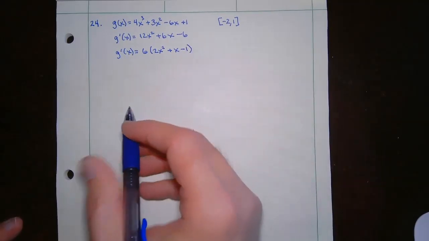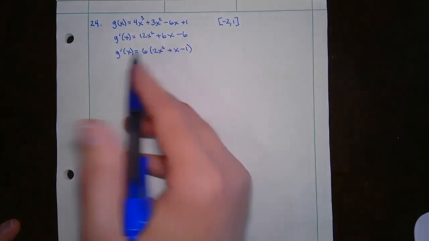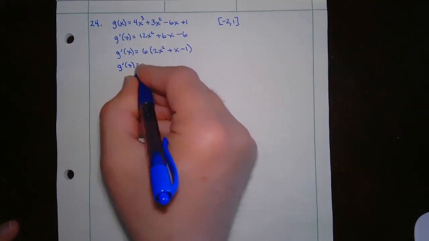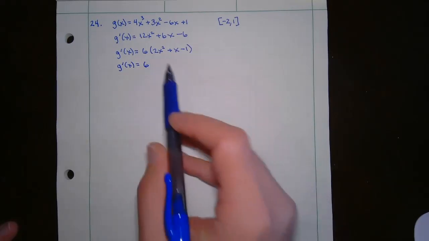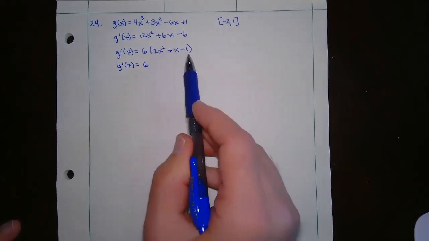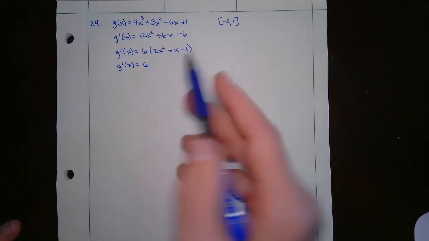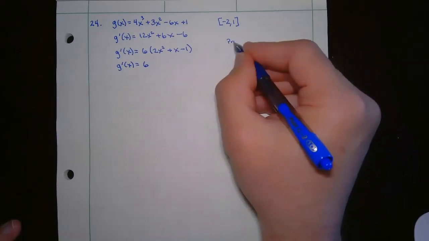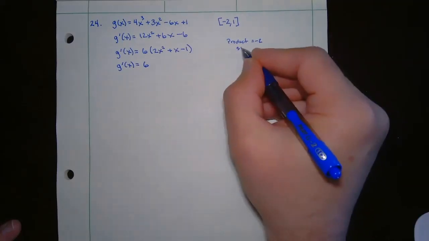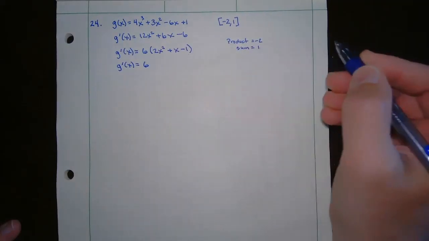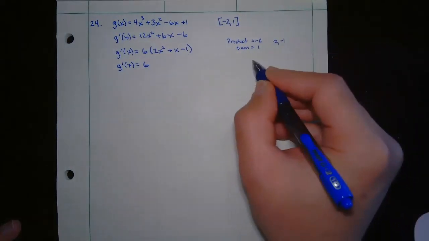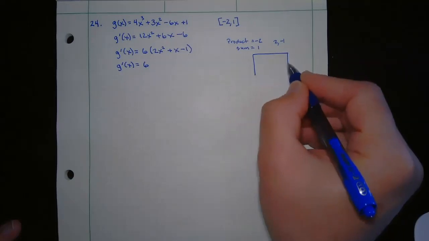Okay. Now we need to factor this, okay? So g prime of x is equal to 6, okay? And you can use an area model for this. So we're looking for a product of -2 and a sum of 1, right? Product -2 and the sum needs to be 1, right? So that would be 2 and -1. All right, so we can do our little area model.